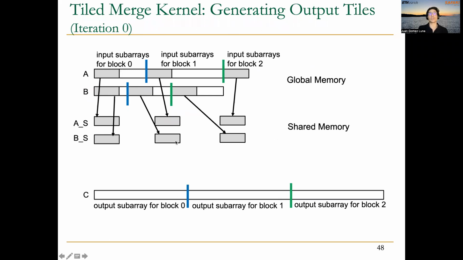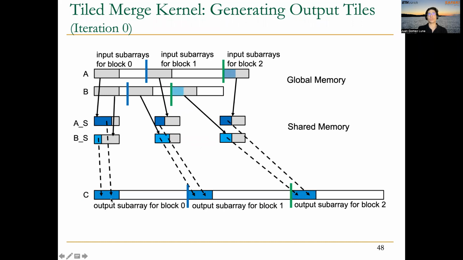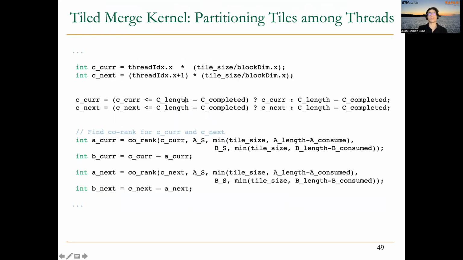After that, we will synchronize, and now we have the tiles in shared memory. What we do next is generate the output tiles, and that means we start consuming elements of the tiles in shared memory and start writing them into the output. And we do that for all the different thread blocks. After we have done that, there is some part of the input subarrays that we have already consumed. So for example, for block 2, this would be the value of A consumed, and this would be the value of B consumed.